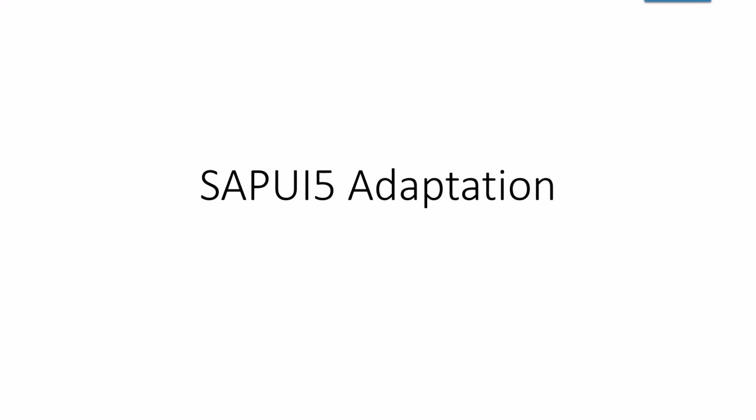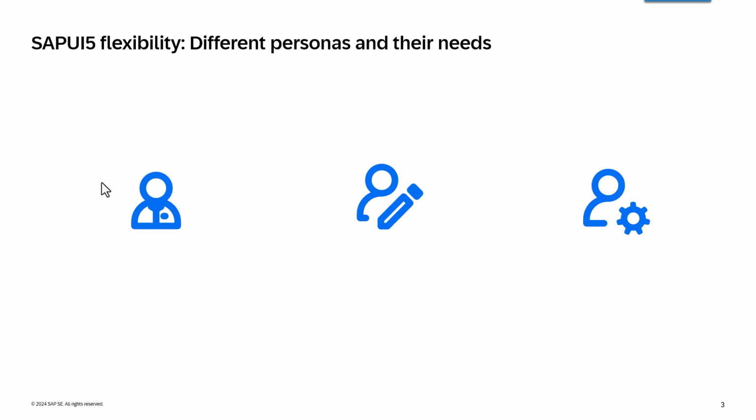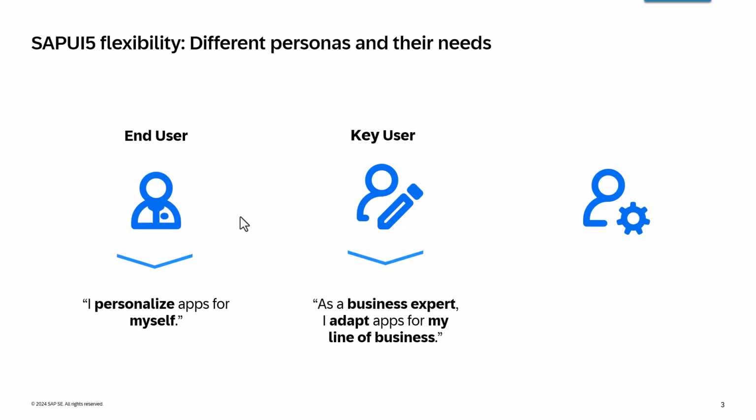Hello, everyone. In this session, I'm going to be talking about SAP UI5 Adaptation. This is a process in which you can take SAP standard delivered apps and extend or customize them to meet your business requirements. There are three different personas that SAP allows you to extend apps.